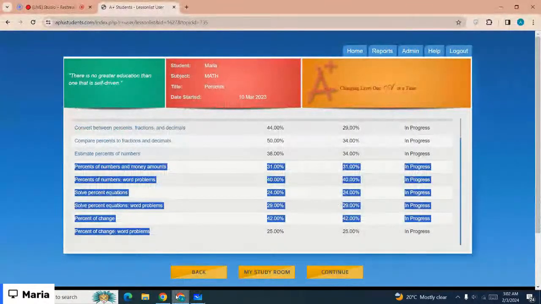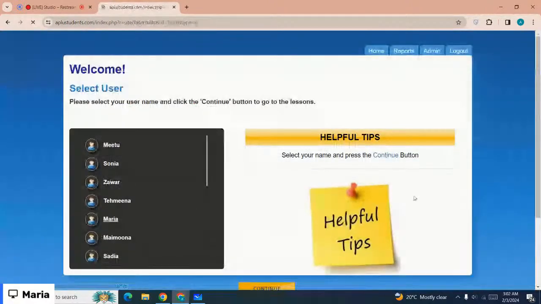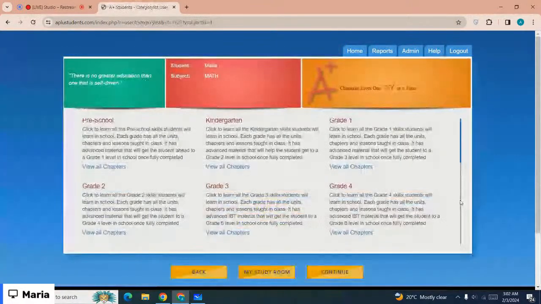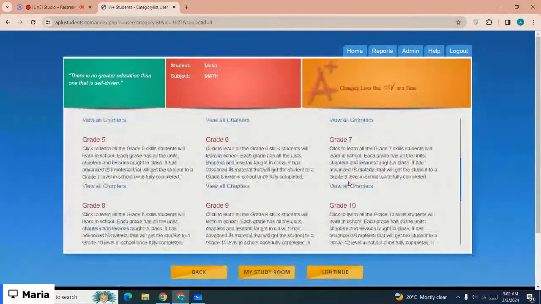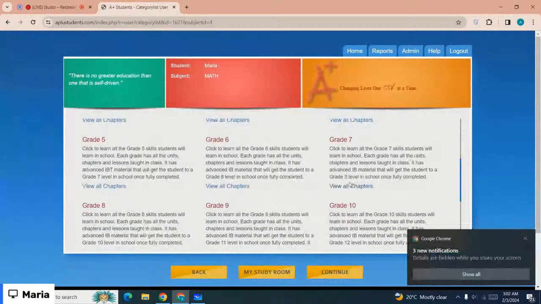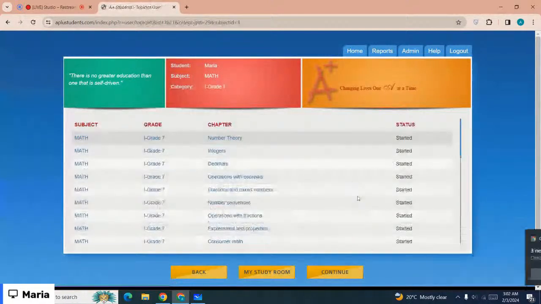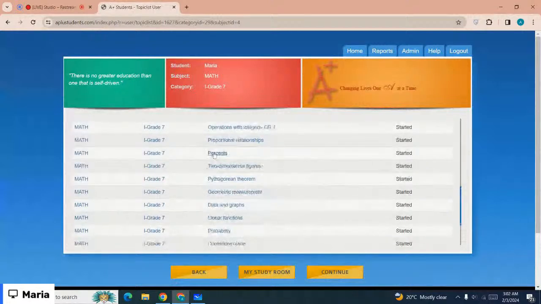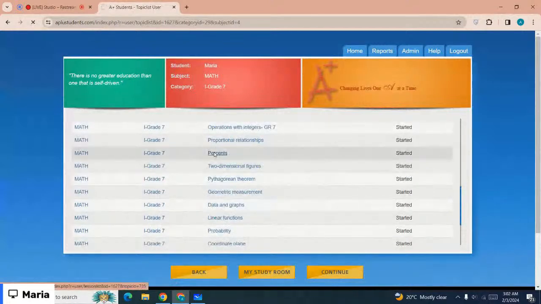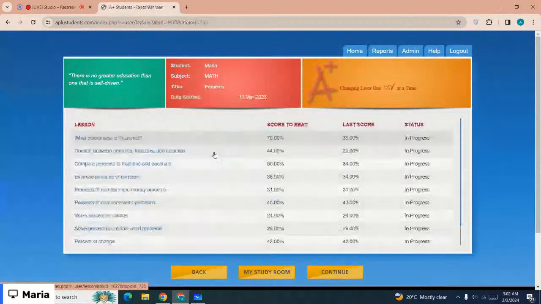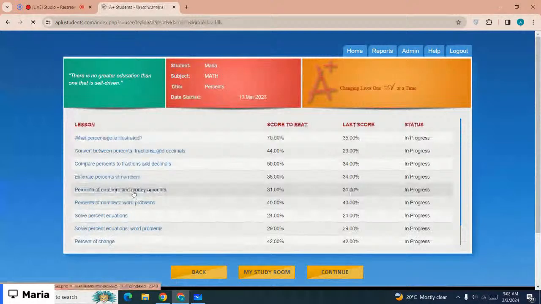So here I am on grade 7 math. We're working on the chapter percents. Let's just start with the lesson, that is percents of a number and money amounts.